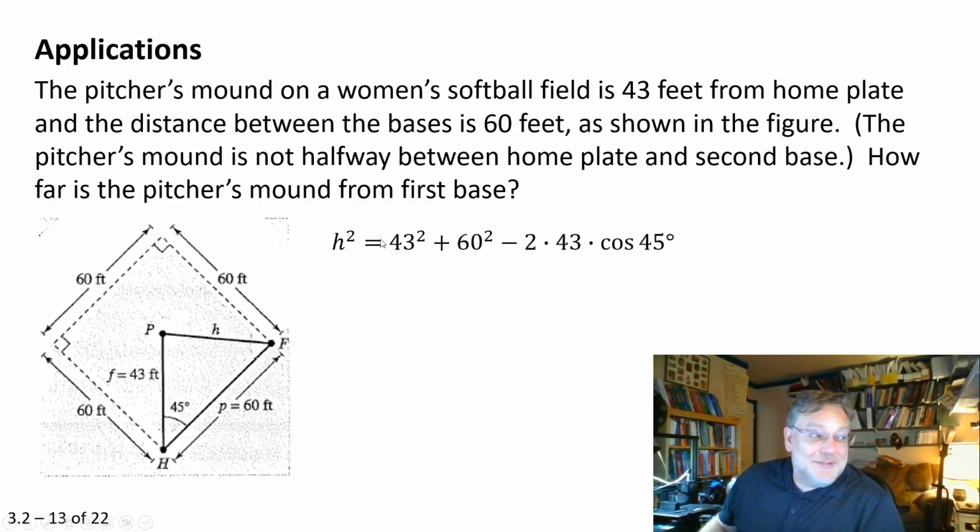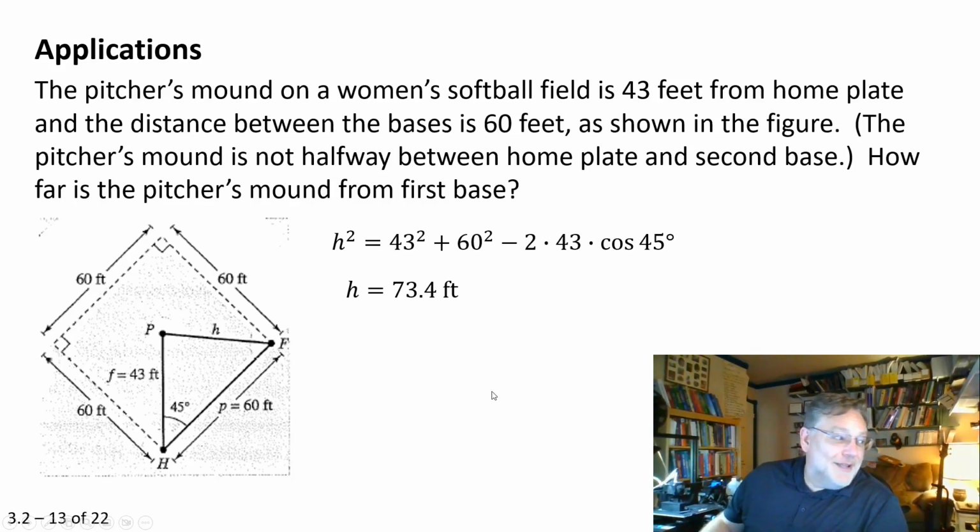And we're going to use that specifically to find H here. So we've got measurements for everything else here. So this becomes actually pretty simple. We just solve that, and we get 73.4 feet for the distance from the pitcher's mound to first base here, significantly farther than the distance from the pitcher's mound to home plate.